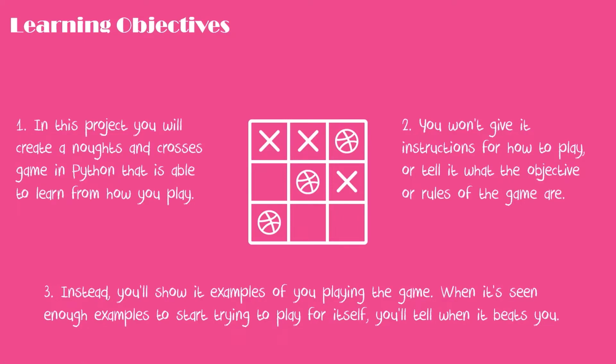In this project, you will create a Noughts and Crosses game in Python that is able to learn from how you play. You won't give it instructions for how to play or tell it what the objective or rules of the game are. Instead, you'll show it examples of playing the game, and when it's seen enough examples to start trying to play for itself, you will tell it when it beats you. So let's start.